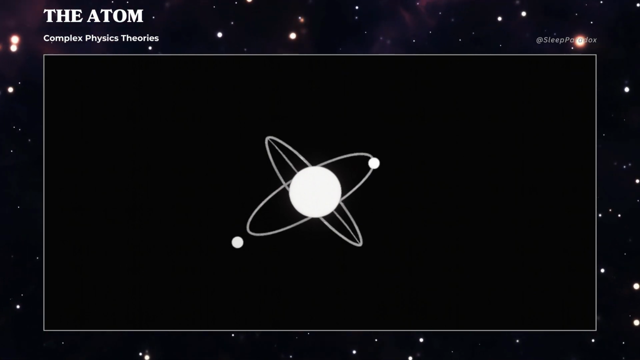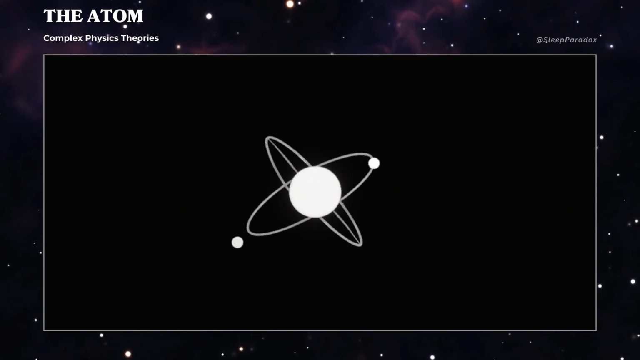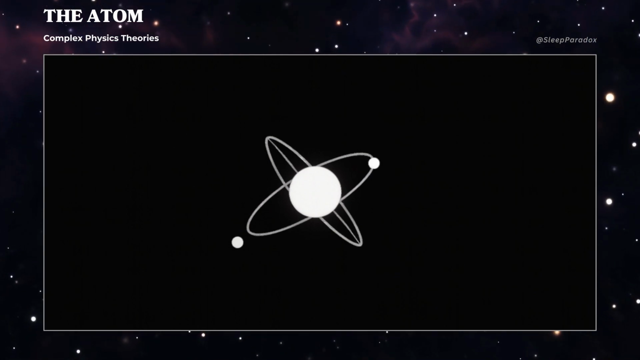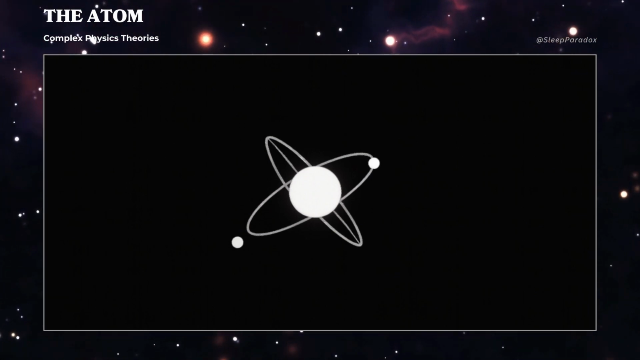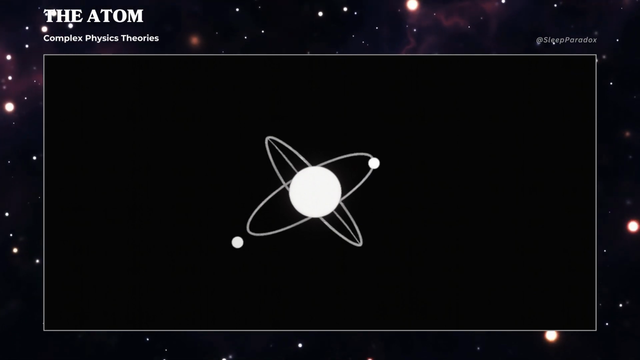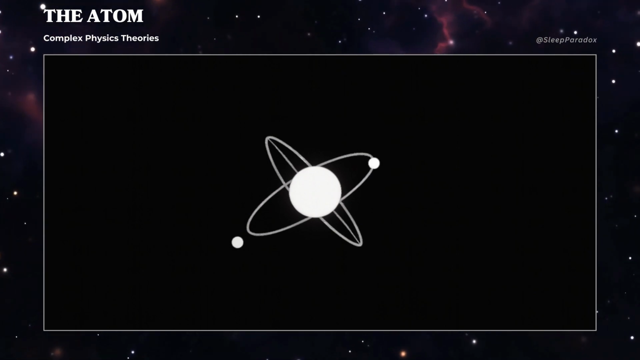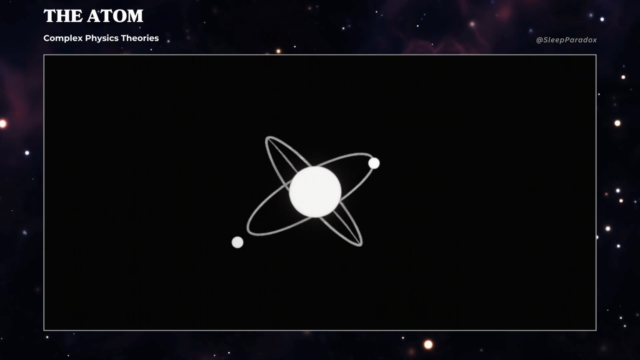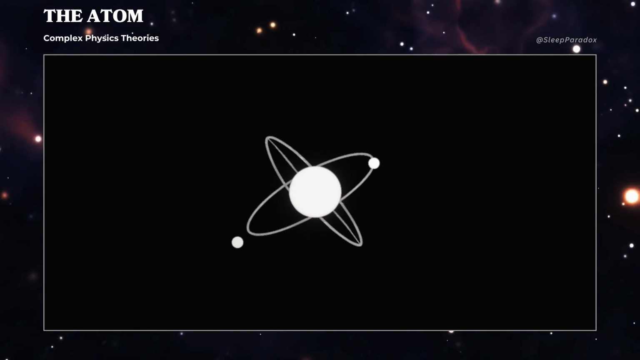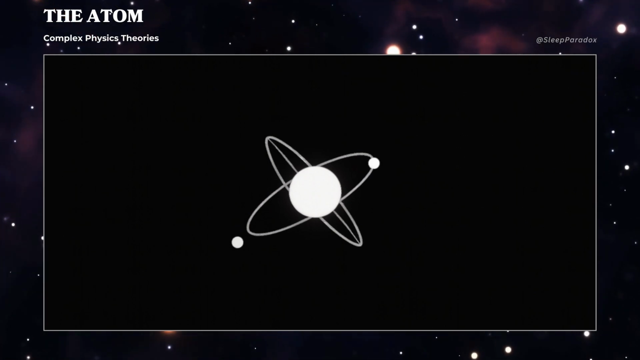Despite their small size, atoms are mostly empty space. If you removed all the empty space from the atoms in every person on Earth, humanity could fit into a sugar cube. This might sound unbelievable, but it reflects how tiny the nucleus is compared to the atom's overall size.